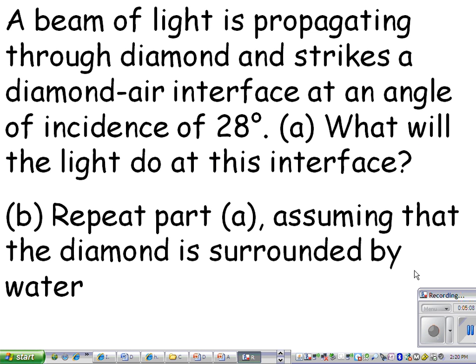It says a beam of light is propagating through diamond and strikes a diamond-air interface at an angle of incidence of 28 degrees. What will the light do at this interface? In other words, will a total internal reflection occur, or will the light transmit through the interface out into the air? Then repeat part A, assuming that the diamond is surrounded by water. So air has an index of refraction of 1.0, where water has an index of refraction of 1.33. So I'd like you to do both A and B here. Pause the video, try this out, and see if you come up with the right answer.